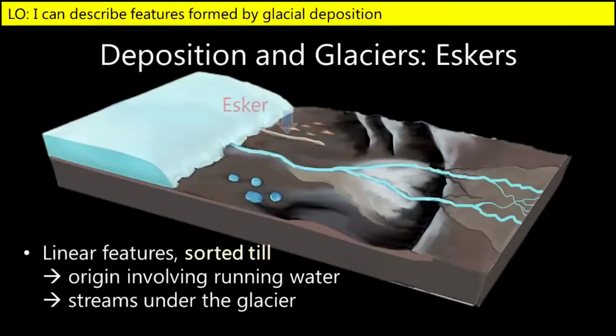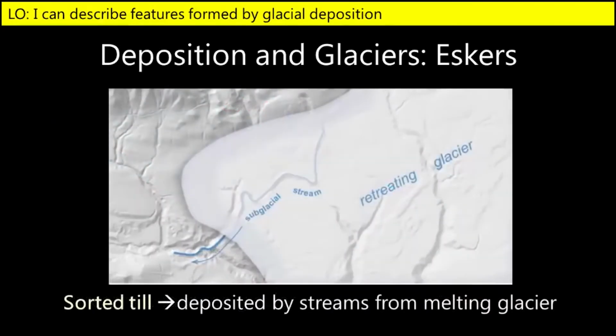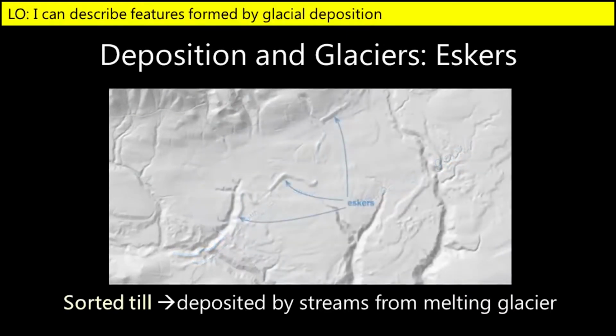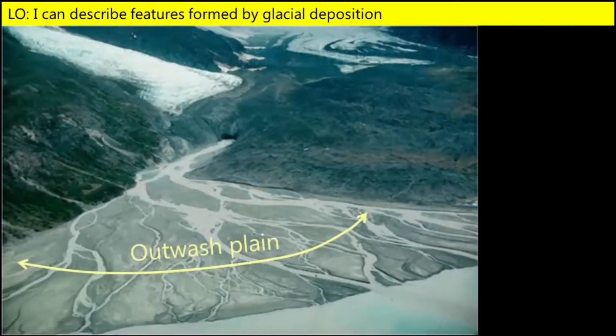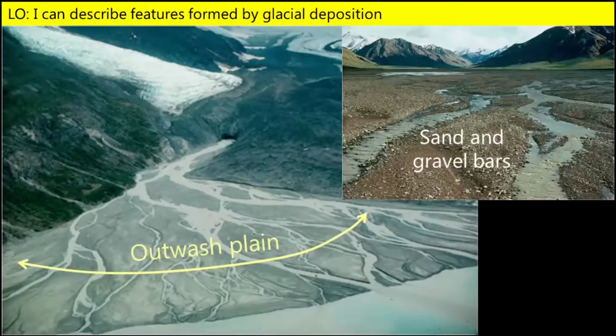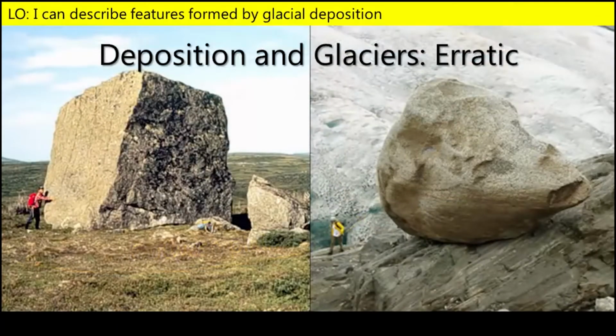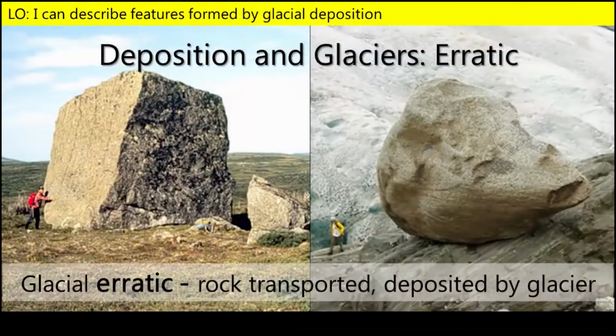A feature known as an esker may be formed when till is sorted by streams flowing at the base of the melting glacier. The sediment deposited within these subglacial streams leaves behind a skinny, sinuous landform. Likewise, as the glacier melts and its ice turns to water, meltwater streams transport sediment away, depositing some of it in the adjacent outwash plain. Thick ice sheets can pick up very large rocks, known as erratics, from one location and deposit them elsewhere, sometimes hundreds of kilometers from their source.